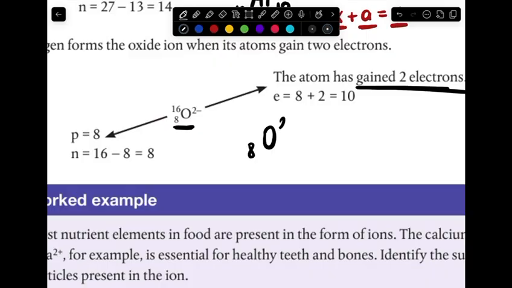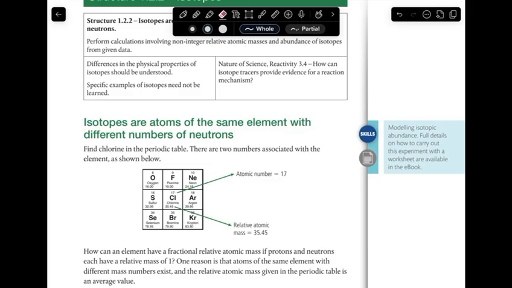So lastly, let's come to isotopes. Isotopes are atoms of the same element that have the same number of protons but a different number of neutrons. This means that they have the same atomic number but different mass numbers. An example I could give is carbon, so let's say carbon-12 and carbon-13.